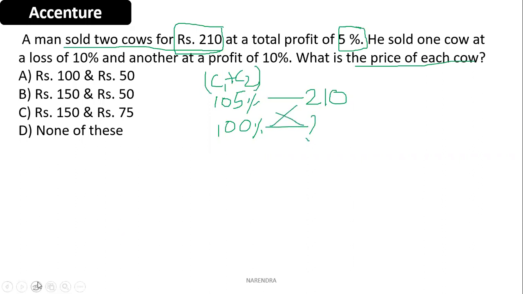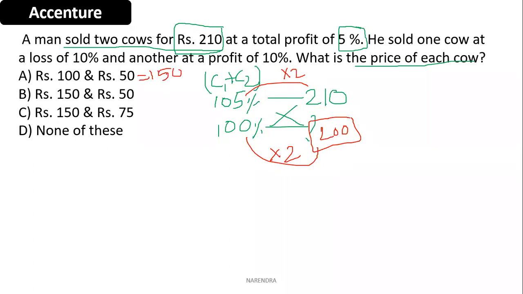Just do the cross multiplication. 105 into 2 is 210, 100 into 2 is 200. So the cost price of the two cows should be 200. Here the sum is 150. Here the sum is 200. Here the sum is 225. Then what is your answer? Option B. Simple for this question.